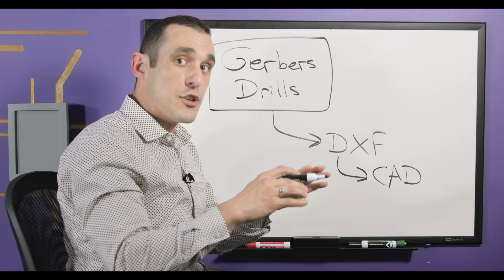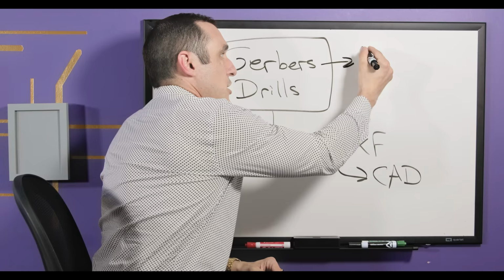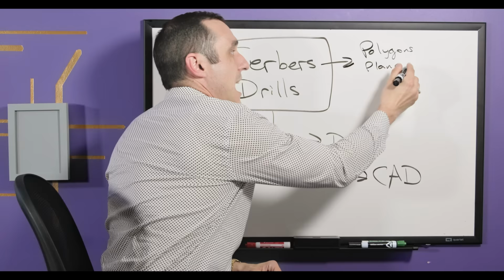Now, is there any problem with this? Well, as it turns out, there is a bit of a problem with this because inside your Gerber file, you have things like polygons. You have things like planes. And remember, plane is a specific type of layer definition within Gerbers. And then you also have traces.